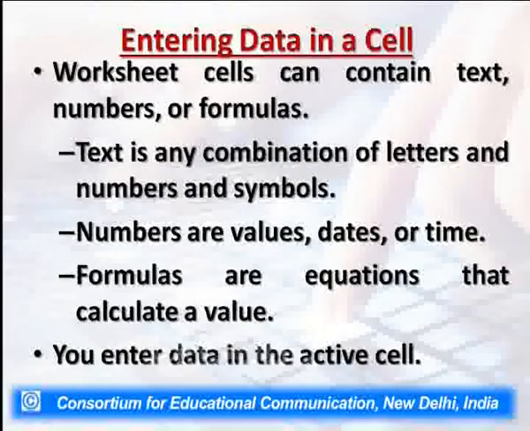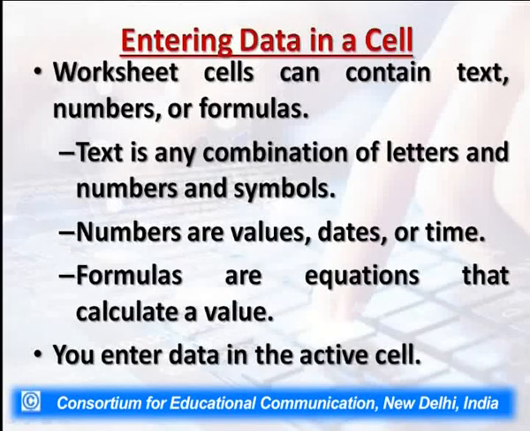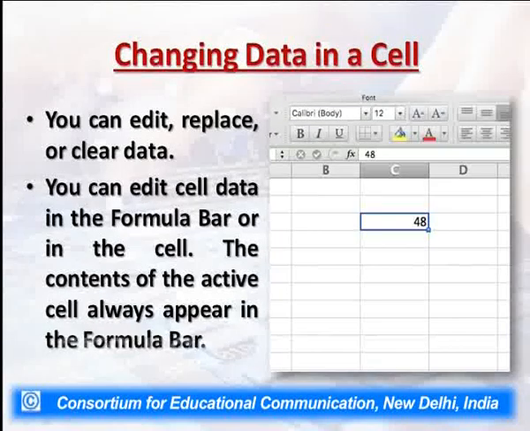So, we enter data into the active cell. You can enter any data, either text data, numeric data or a formula, into your active cell. You can edit, replace or clear data. Whatever data is typed in the cell, you can see in the formula bar. Similarly, if you have a formula written in the cell, the number will be seen here, but the formula will be seen in the formula bar, where fx is written. That is known as the formula bar.